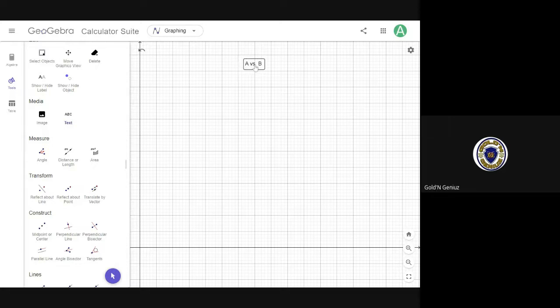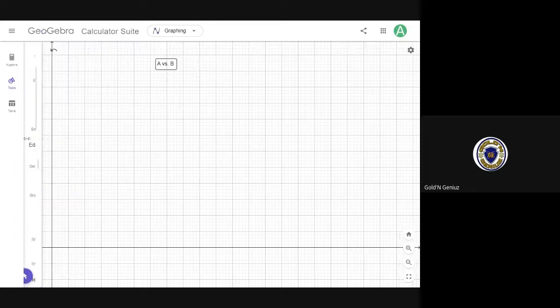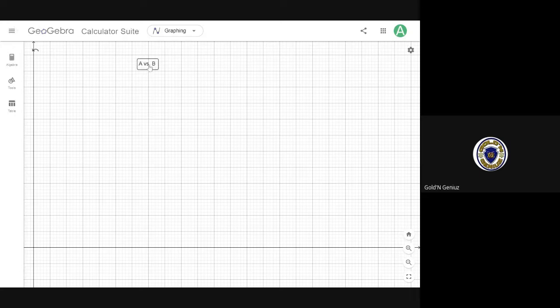Now, what does this mean? The very first thing I need to understand when it comes to physics, chemistry, maths, and to some extent biology: the quantity that is here, A, would most times go on the y-axis, and the quantity here, B, most times goes on the x-axis. Okay, now that's the first thing that we want to do.